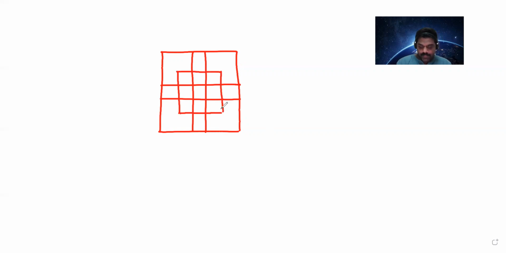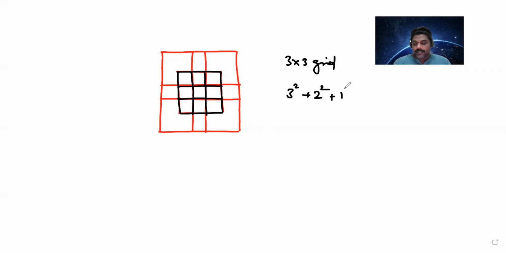Now if you observe over here, this particular small square is a 3 by 3 grid, as you all know. So for a 3 by 3 grid, the number of squares would be 3 square plus 2 square plus 1 square. That is 9 plus 4 plus 1, which equals 14 squares.